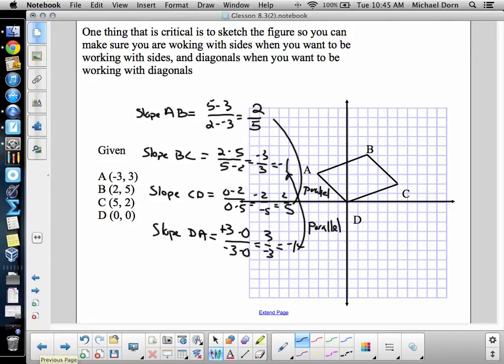Slope is actually pretty easy. We have to know our formula. We have to be able to subtract with confidence, make sure we put the y's on top, the x's on bottom. But it comes out very quickly. It's very clear that these sides are parallel and these sides are parallel because they have the same slopes. So that'd be one way of doing it.